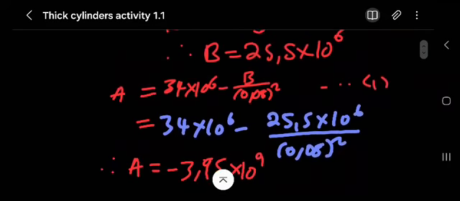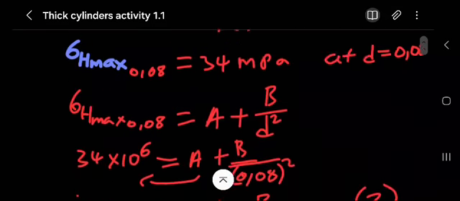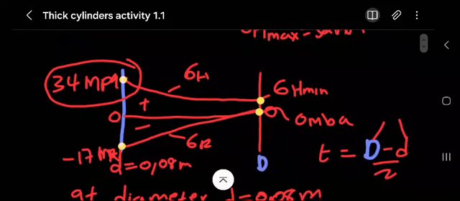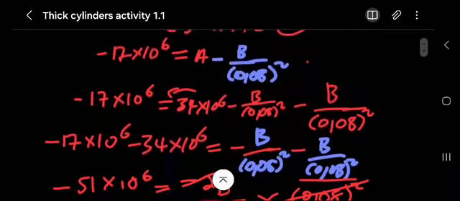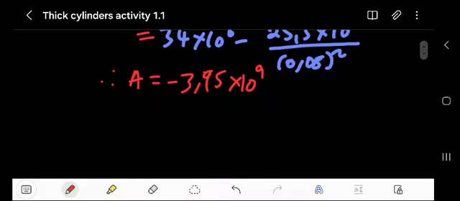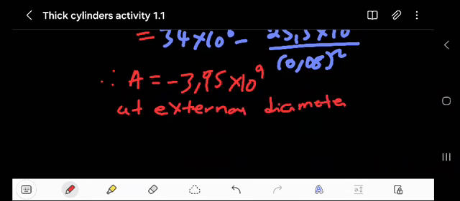So why did we calculate this? Because now from this graph you can check at the external diameter. We want the outer diameter. At the outer diameter, we know the radial stress is equal to 0. So at the external diameter, our radial stress is equal to 0 megapascal.